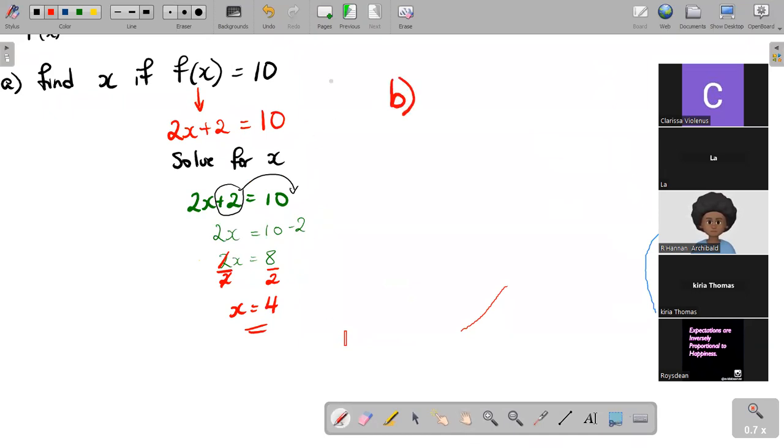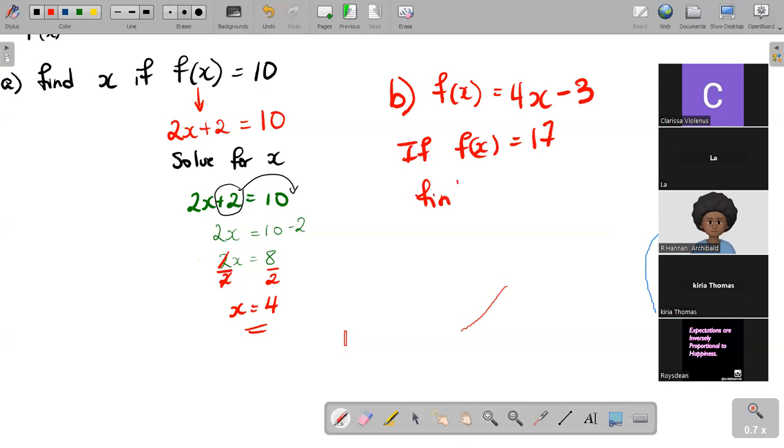B, f of x is equal to... I'm going to give you a harder one, okay? Don't panic, don't punk out. 4x minus 3. If f of x is equal to 17, find x. Try this one for me, please. Tell me where you get your x value.